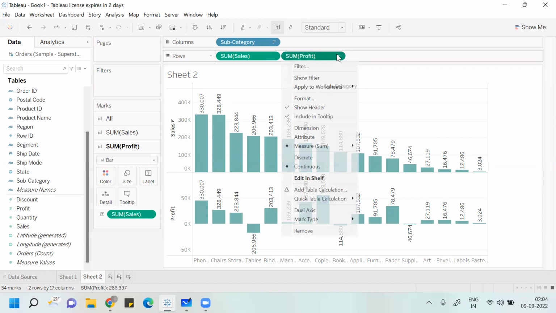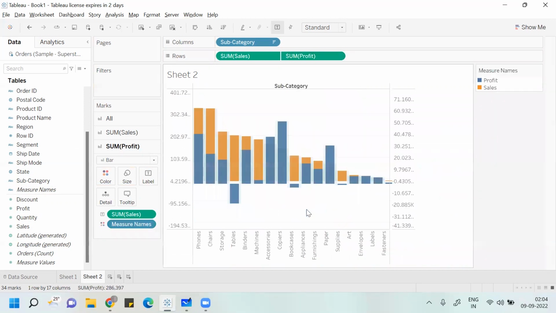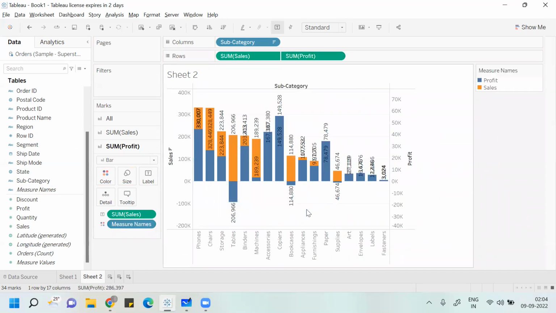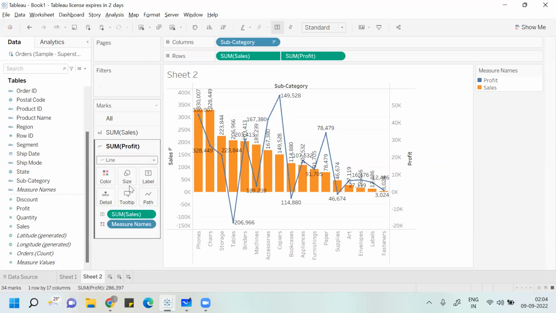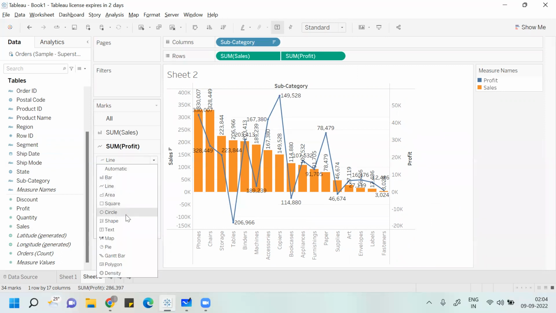So what I can do is click on profit, click on dual axis. When you do this dual axis, you get sales and profit, where sales is your primary vertical axis, while profit is your secondary vertical axis. If you want, you can represent profit in the form of a line diagram. You can plot the representation this way. You can do this, or if you want, you can put profit in a circular representation.